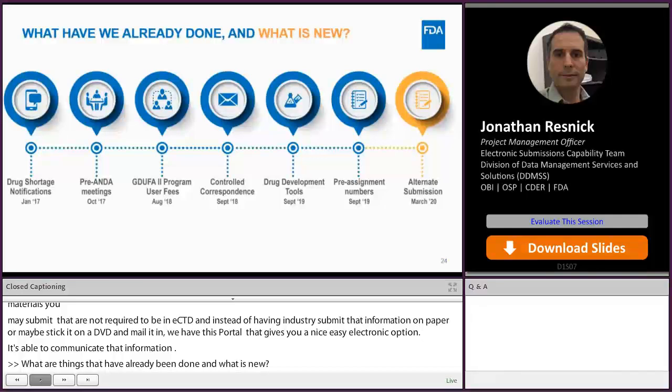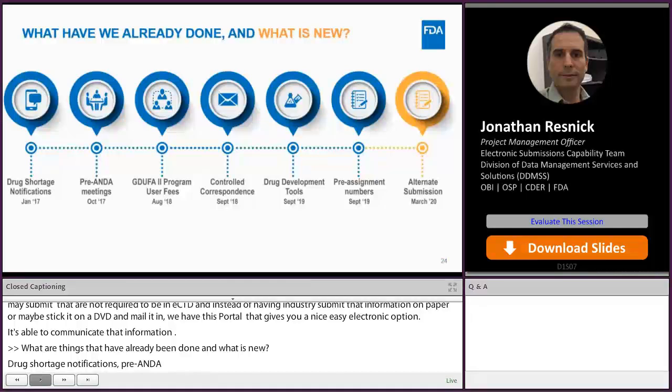pre-assignment numbers. This is one where it used to be that you would send an email requesting an application number, or maybe you have a new ANDA that you're planning to submit and you need to get a number for it. It used to be you send an email. Now there's this nice design here on the website that you can put in your request, and it's a smoother process.